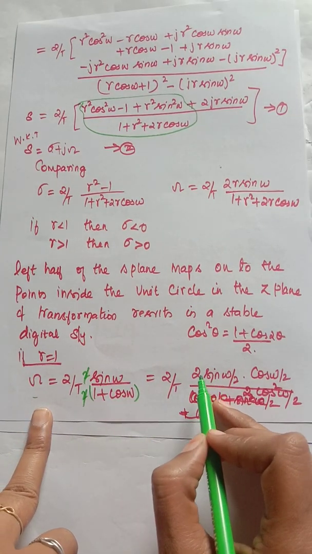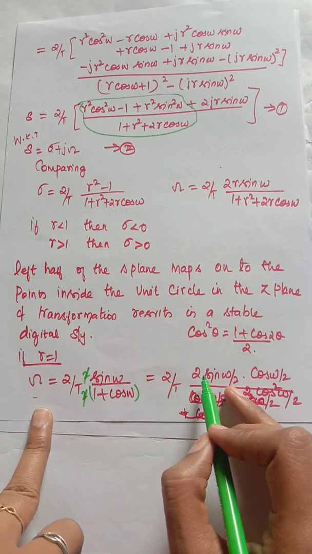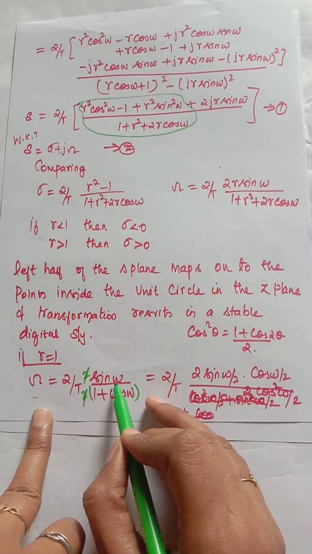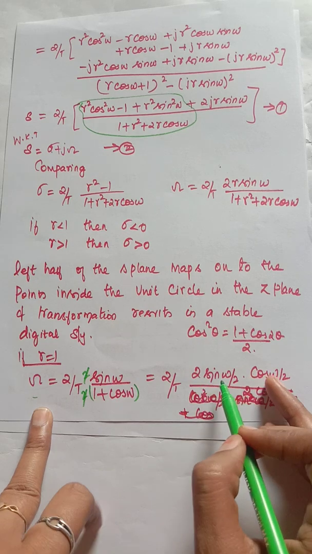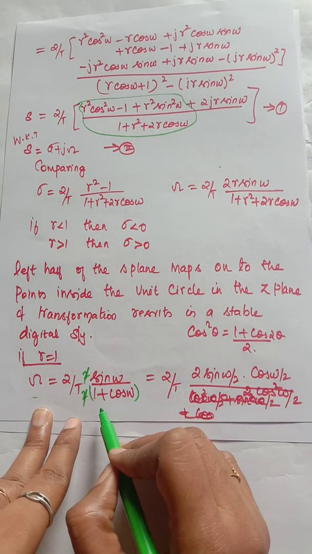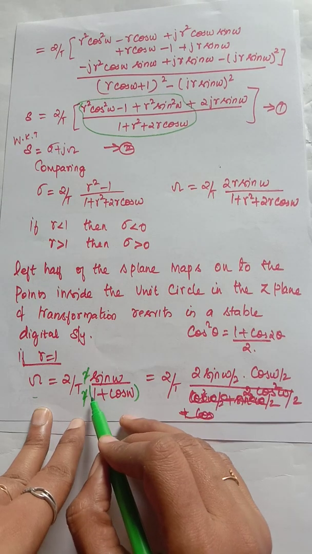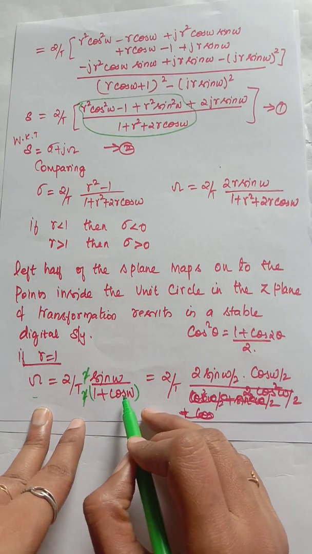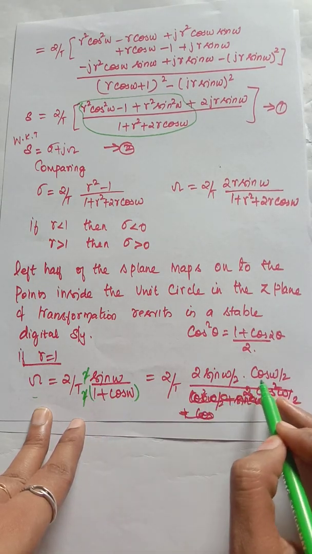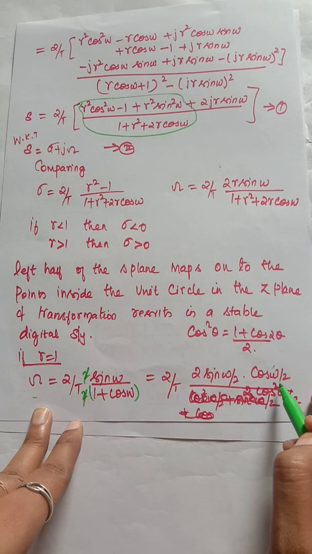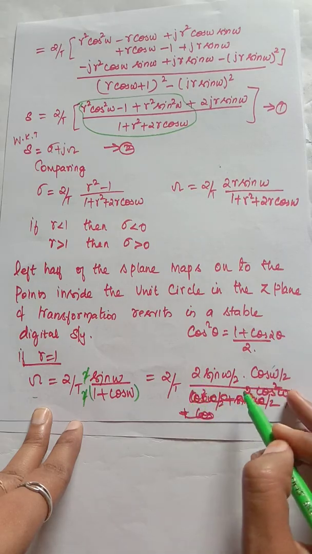So I am writing this formula, sin 2 theta, how we can write 2 sin theta cos theta. Here instead of 2 theta I am having omega, so here 2 sin omega by 2 cos omega by 2. Similarly here cos square theta can be written as 1 plus cos 2 omega by 2. So here I am taking this as 2 cos square omega by 2. So 1 plus cos omega will cancel, 2 will get cancelled.